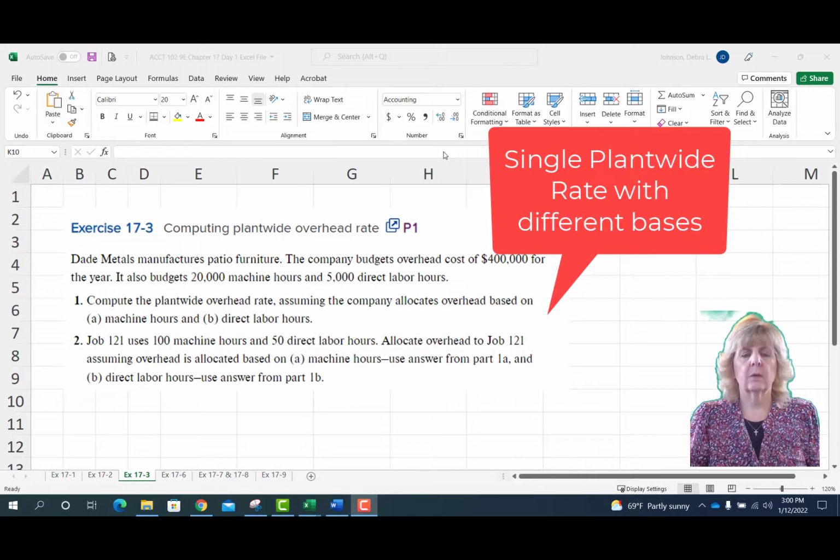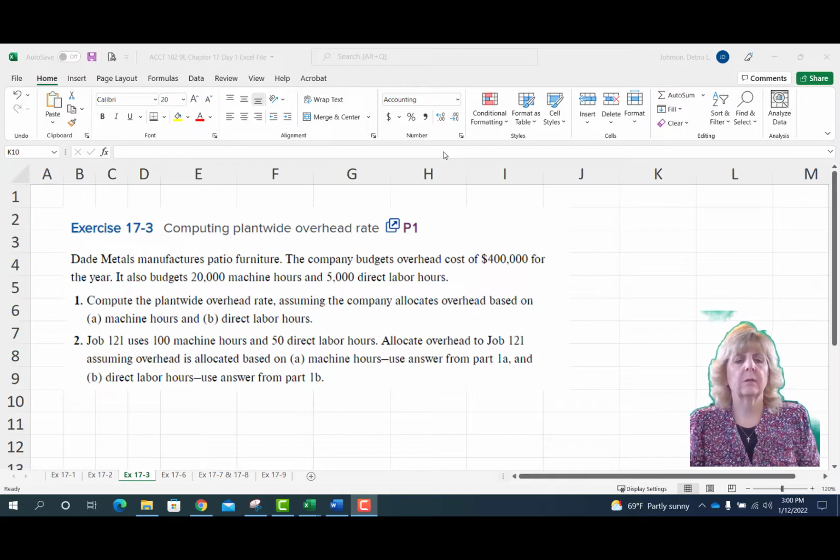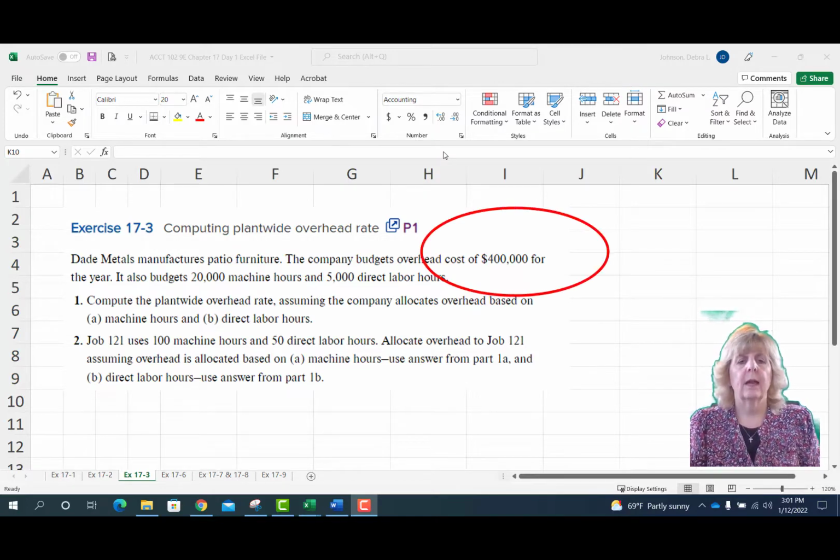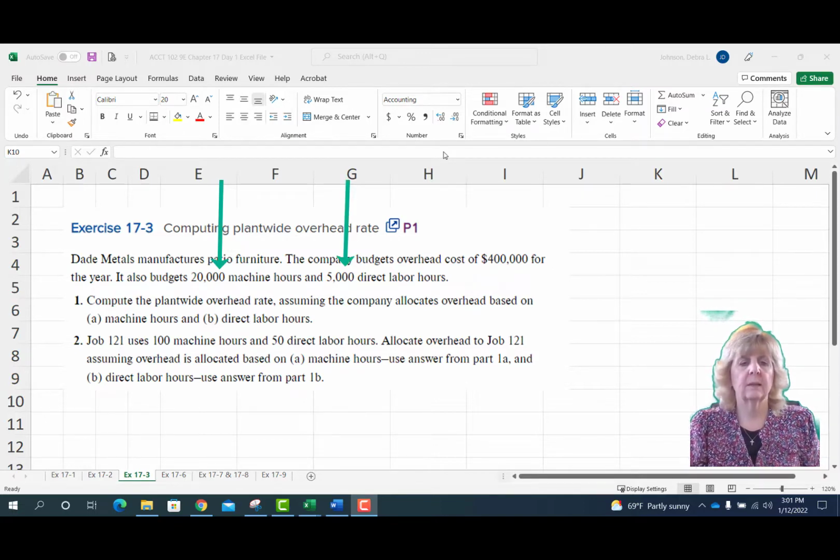However, the author is going to show us what happens when we take a look at two different bases. Requirement 1 for Dade Metals, who manufactures patio furniture, they give us the bucks of 400,000, and they give us two different bases. The first part of the problem says there's 20,000 machine hours budgeted for the upcoming year, as well as information that there's 5,000 direct labor hours. Let's see what happens when we experiment with different bases.